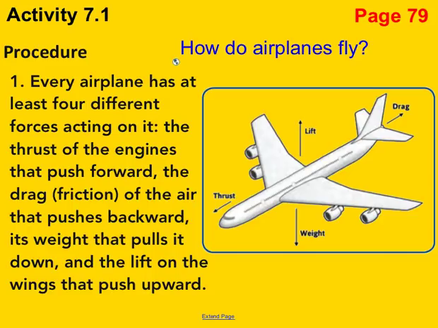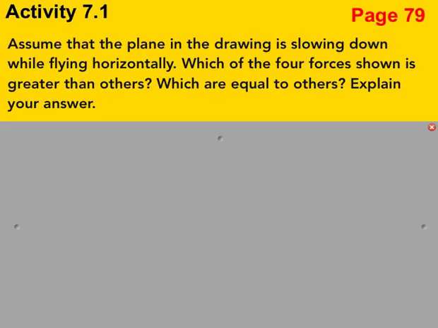There's its weight that pulls it down, and the lift on the wings that push it forward. So here on the diagram, we have your thrust, we have your lift, we have your weight, we have your drag. So let's look at the rest of the question.